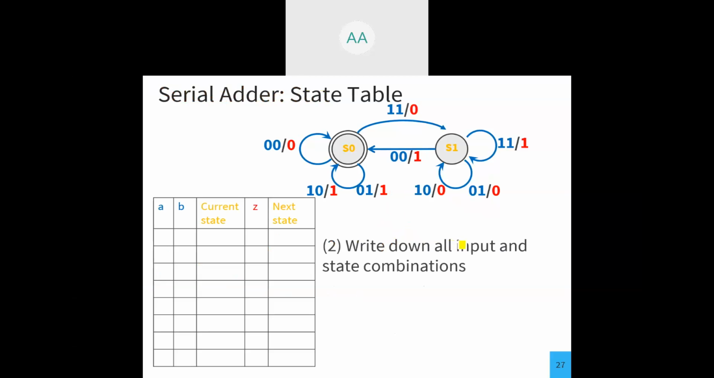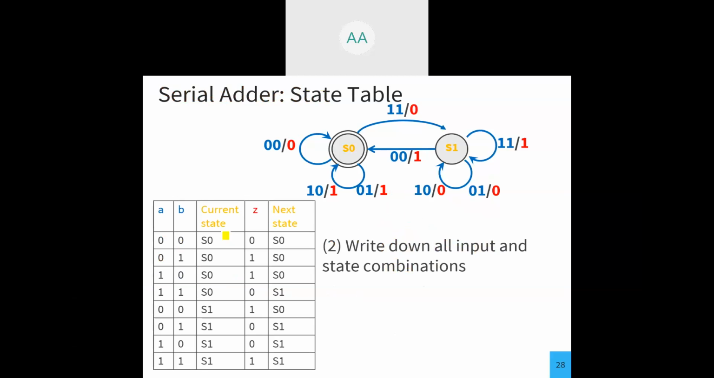Now we need to write down all the input and state combinations. So we need to write all the inputs 0 0, 0 1, 1 0, 1 1, and then we need to write out the next state for them. You know, for S0 there are 4 defined combinations, and for S1 also there are 4. We need to tabulate them. And also we need to write the output and the next state.